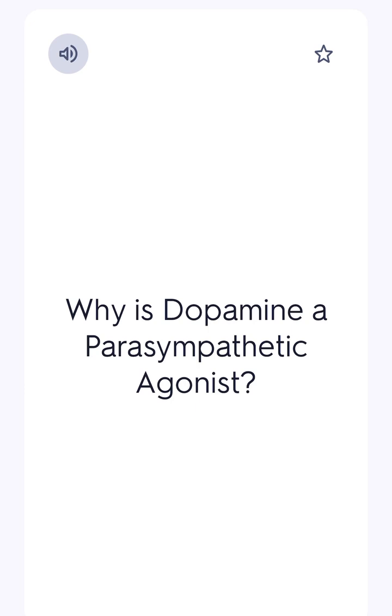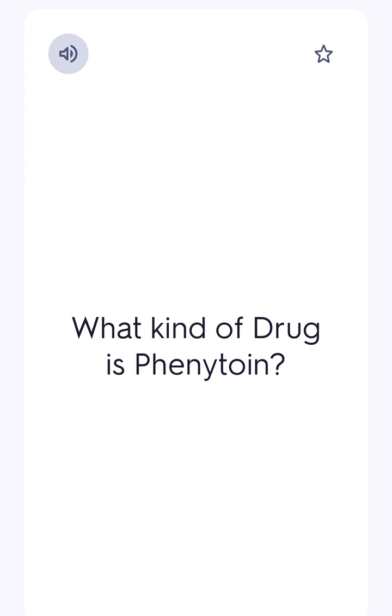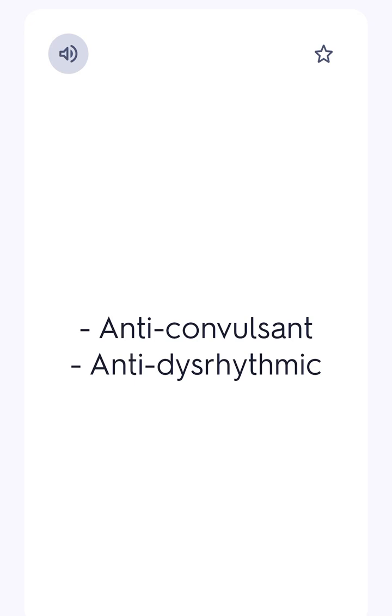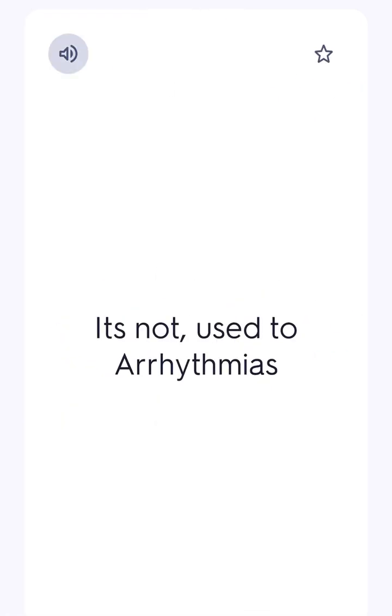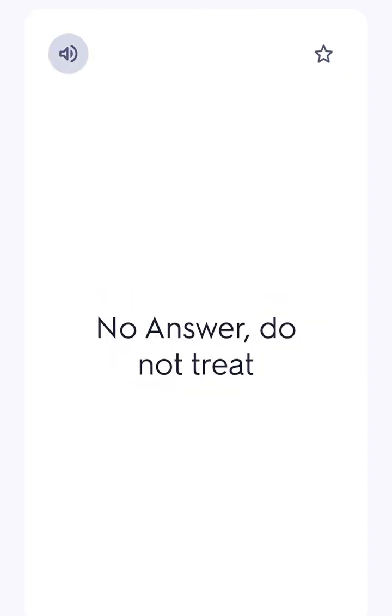Why is dopamine a parasympathetic agonist? It's not, it's a sympathetic agonist. What kind of drug is phenytoin? Anticonvulsant, antidysrhythmic. Phenytoin is used to manage postdigitalis arrhythmias? It's not used for arrhythmias. What do you use to treat postictal epilepsy? No answer. Do not treat.